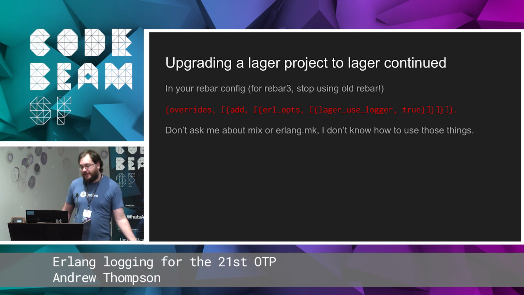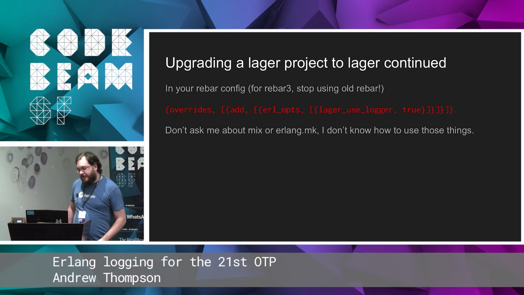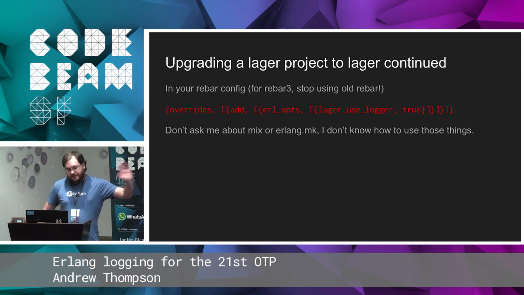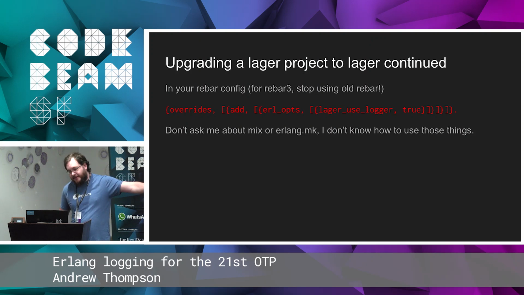And then in your rebar config, and this is for rebar 3, I have no idea about any of these other things, so don't ask me about Erlang.mk or Mix. I don't even know about rebar 2, but just use rebar 3, and you just put this in here, and all of your dependencies will also be recompiled to use the new OTP logger APIs. If they used logger, they will now use the OTP logger, just like the flag says. So it will just upgrade. And I've done this, and it works great.